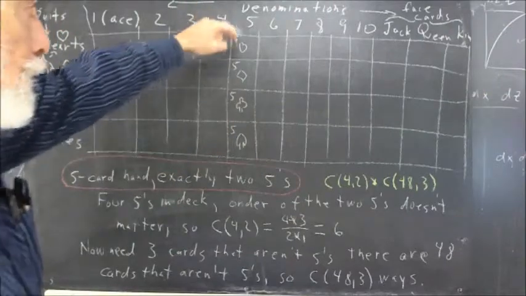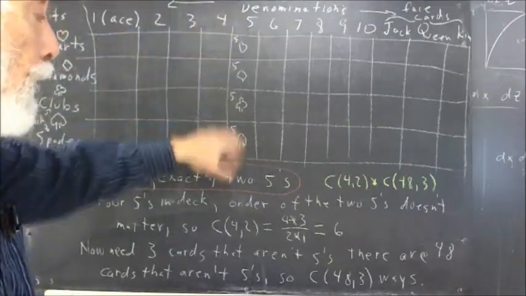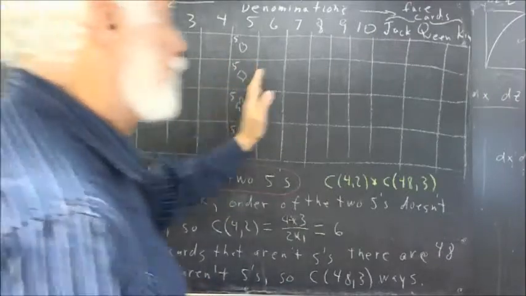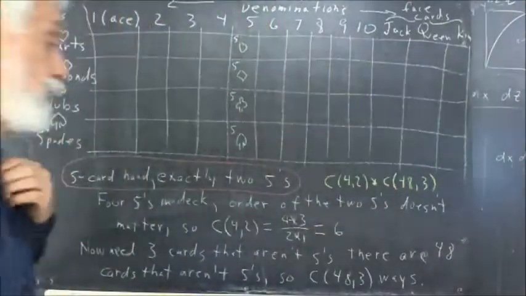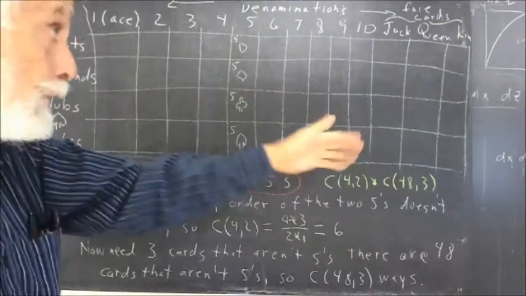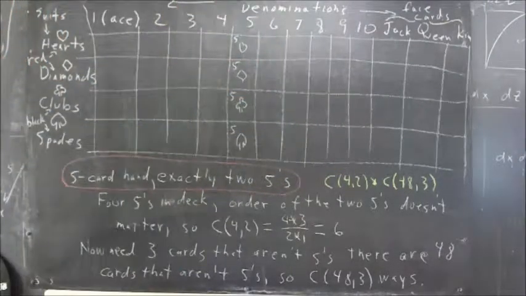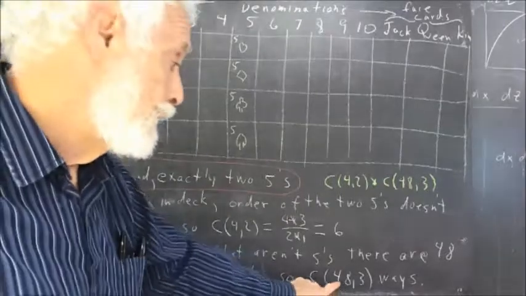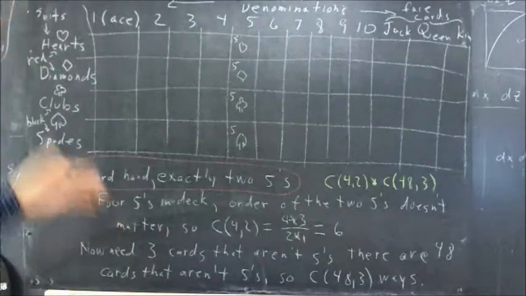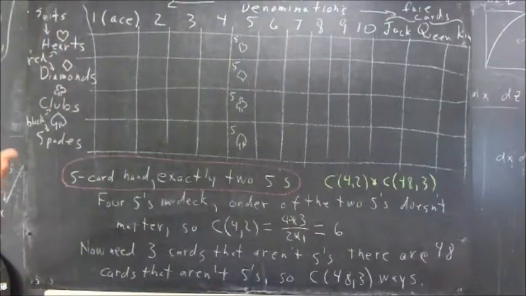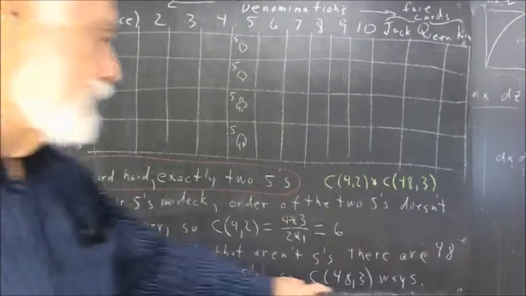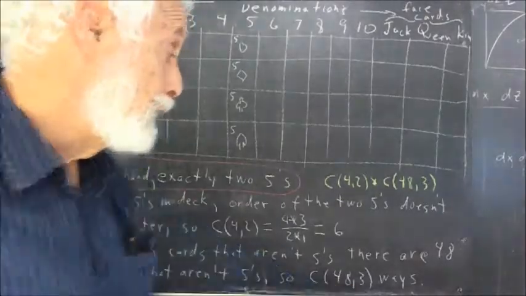In terms of the picture, we've chosen 2 of these. Now we don't choose any more, so we have these or these from which to choose the remaining cards, and there are 48 of those because there were 52. 4 times 13 is 52, and now there are only 48 cards from which we can choose the 3 to fulfill the condition of getting exactly 2 5s. So there's C of 48 3 ways to make those choices.